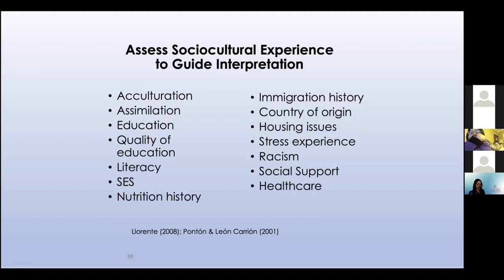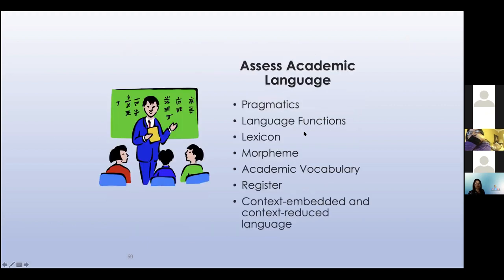Housing issues, hey, are they living in a car and they're on survival mode and that's why they're not learning? Stress, racism, social support, healthcare, do they have quality access? And all of that is very important, okay? Remember those exclusionary factors that we talked about, okay? Those are the exclusionary factors. I assess language, academic language, look at pragmatics, language functions, lexicon forming, all of these issues about language that we talked about.